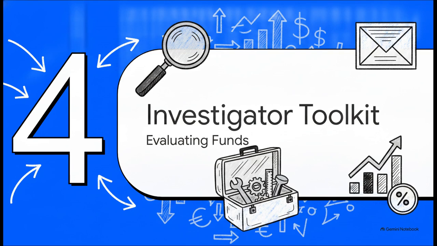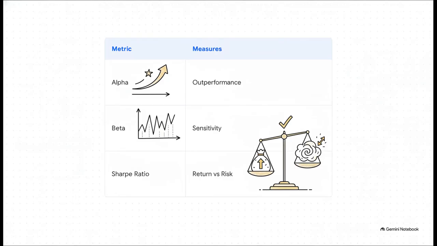Section 4, the Investigator's Toolkit: Evaluating Funds. So now that we know we can't just blindly trust a single return number, how do we evaluate a fund? When we look at the fine print on a mutual fund fact sheet, we usually see these 3 terms. Let's decode them, because they show us how to evaluate funds beyond just simple returns by measuring the actual risk taken. First up is alpha.